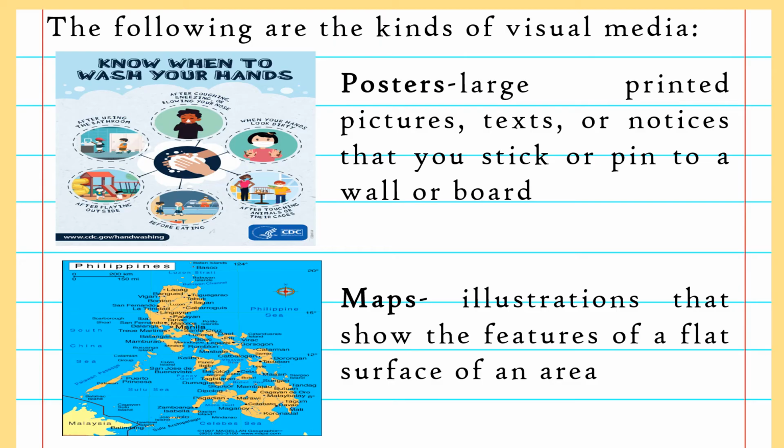Next, we have the posters. These are large printed pictures, text, or notices that you stick or pin to a wall or board. And the last one is a map. Okay, maps are illustrations that show the features of a flat surface of an area. So we have here the example, the Philippine map.